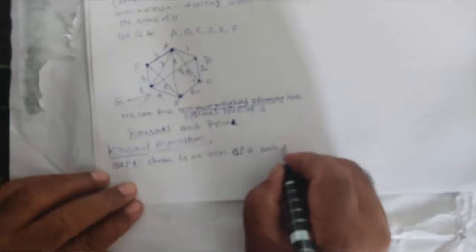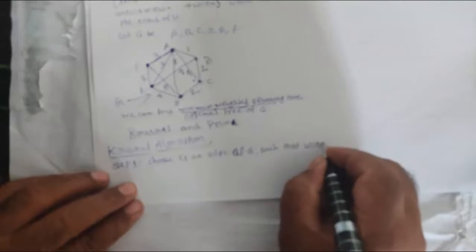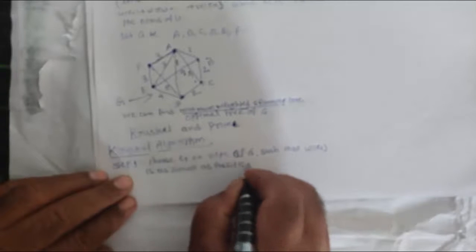Here is the step by step algorithm. Step first, choose E1, an edge of G such that W of E1 is as small as possible, and E1 is not a loop.